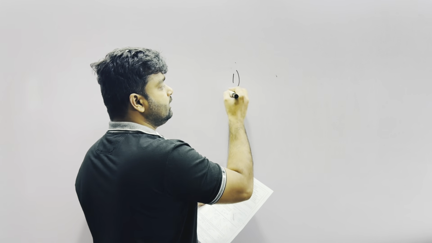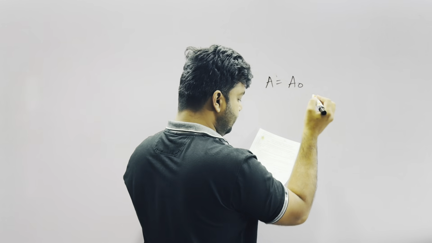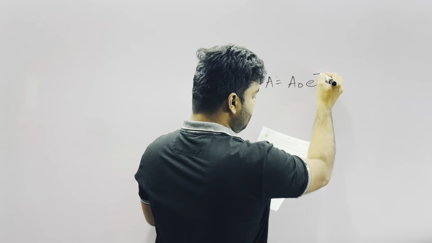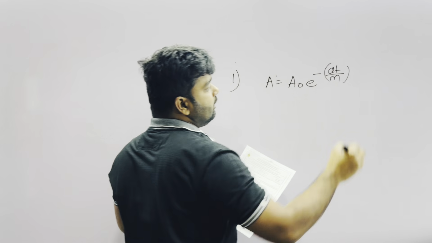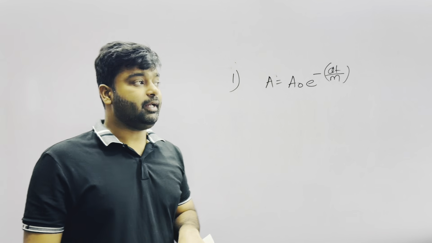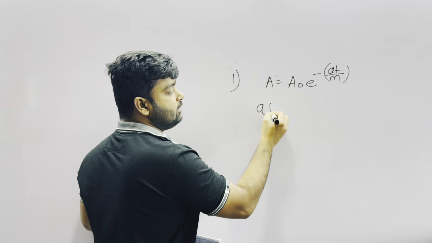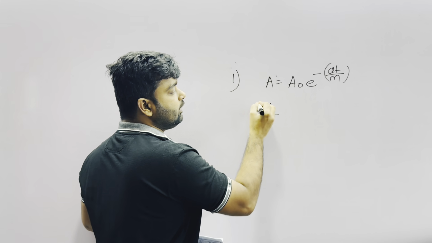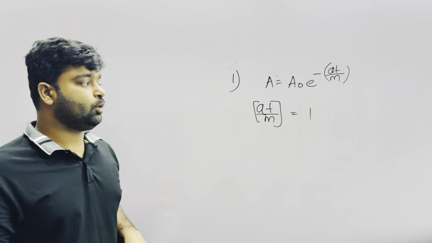Question number 1. The expression is given as a equals a naught into e to the power minus at over m. The minus sign doesn't matter here. In dimension analysis, the signs don't affect. We know the theory that the quantities in the powers should not have dimensions. Therefore, the dimension of at over m should be equal to 1.